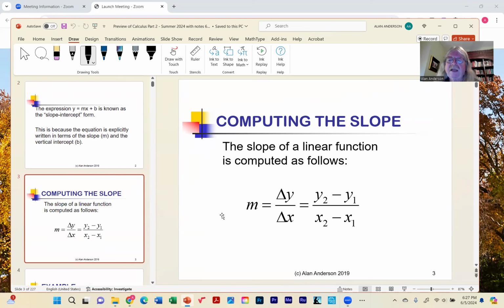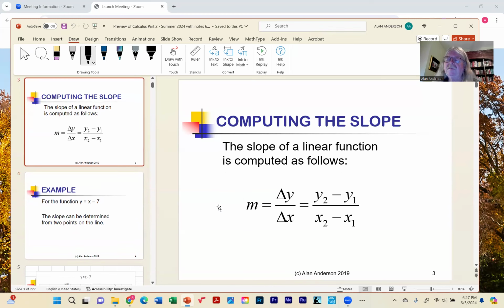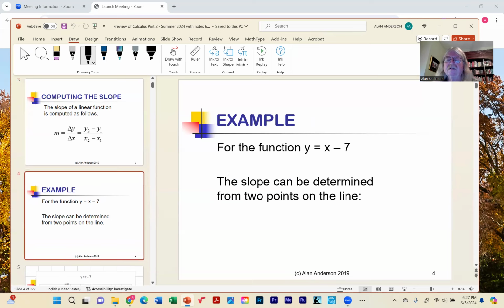So of course, m, the slope, is delta y over delta x, which you could also think of as y2 minus y1 over x2 minus x1. And with a straight line, the key is that the slope is a constant. It never changes. Unlike, let's say, a quadratic function, where the slope changes continuously throughout that parabola, but here the slope never changes. So here's a quick example.